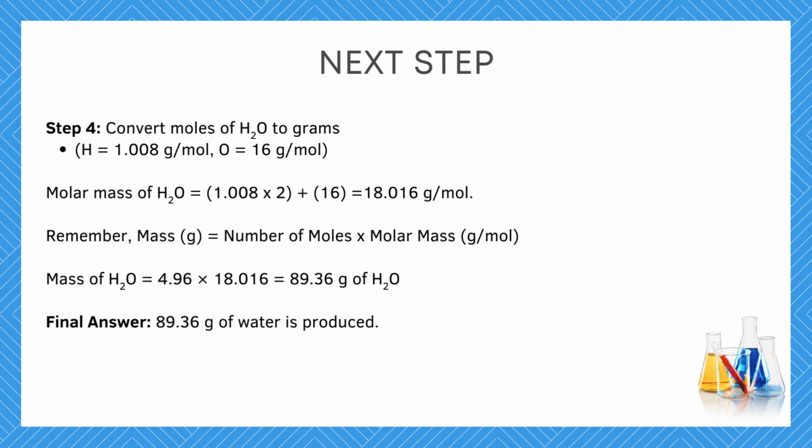Now remember the formula. To get mass, we simply say mass is equal to number of moles times molar mass. What is the number of moles? We've calculated it to be 4.96. Molar mass is 18.016. So therefore, mass is equal to 4.96 times 18.016. That gives us 89.36 grams of H2O produced. So the final answer is 89.36 grams of water is produced when 10 grams of hydrogen reacts with excess oxygen. I hope it is clear.